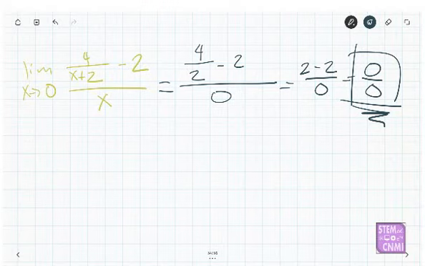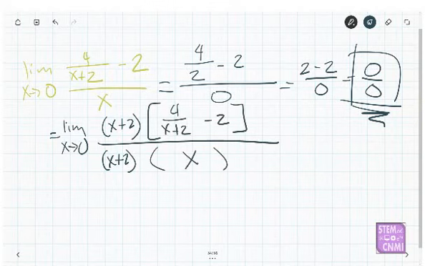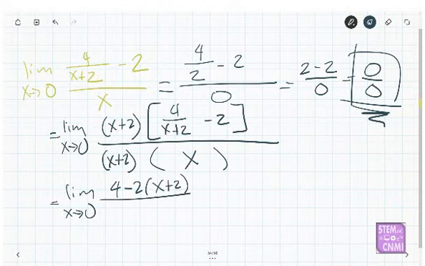So we need to rewrite this function somehow, and I am going to multiply by x plus 2 in the numerator and the denominator, which simplifies our function by getting rid of this fraction within a fraction. So this becomes 4 minus 2 times x plus 2, and I'm going to leave the denominator just as x times x plus 2. All right, so let's go ahead and simplify this.